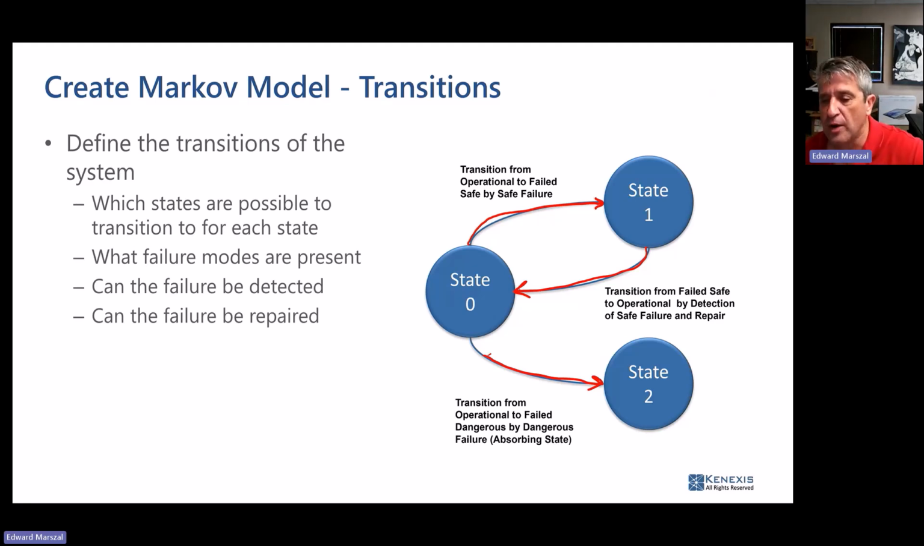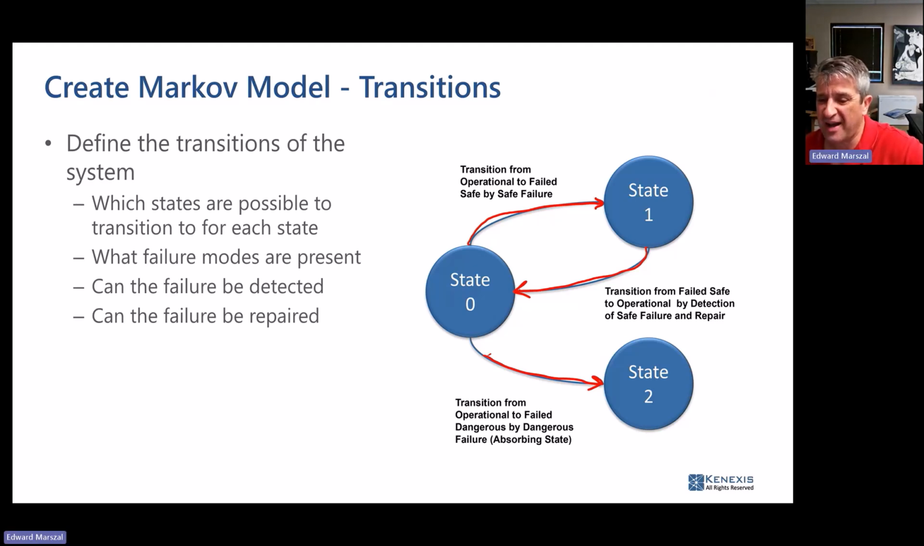Now, from state 2, can you go to state 0? Well, mid-mission, and I'm going to talk about mission on the next slide in a little more detail, no, you cannot go from state 2 to state 0 because you don't know that you're in state 2. You can't repair out of a dangerous undetected failure because you don't know that failure is present. So you will stay in state 2. It is an absorbing state. Now, can you go from state 2 to state 1? So failed dangerous to failed safe?